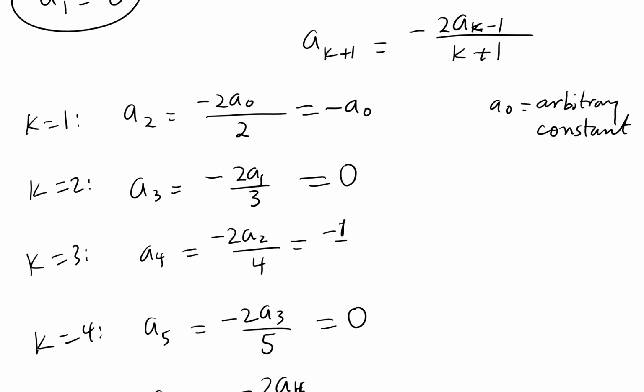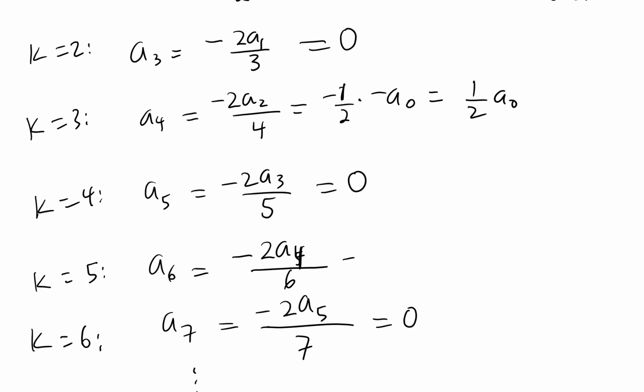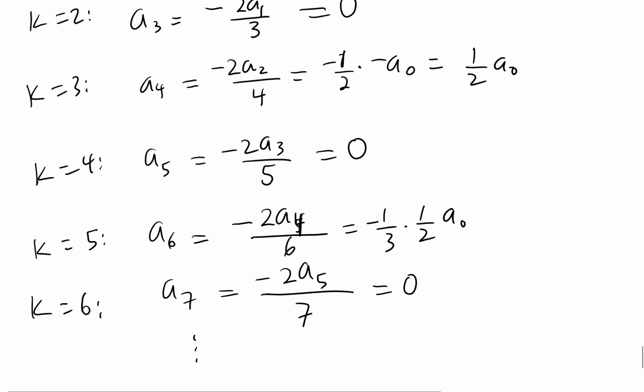Now A2 is in terms of A0, so I can substitute that in here. So here you can simplify negative 1/2. And instead of A2 you can put negative A0. So that's 1/2 A0, because A2 is negative. This one you can reduce, negative 1/3. A4 is 1/2 A0, or negative 1/6 A0. And this can go on and on.